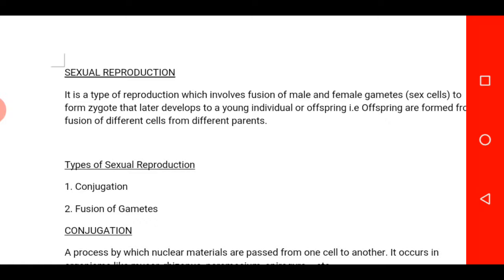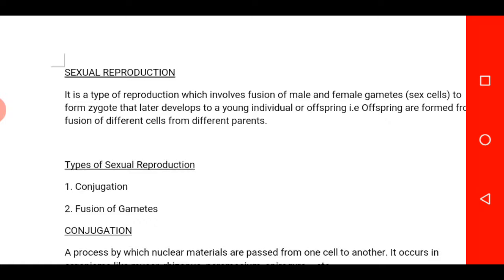What we are trying to say is that in sexual reproduction, we have two different organisms, a male and a female organism. Each of them releases a sex cell or gamete, which fuses together and forms what we refer to as a zygote. And this zygote develops into a new individual or organism, and we say sexual reproduction has taken place. So it involves two organisms, a male and a female organism.